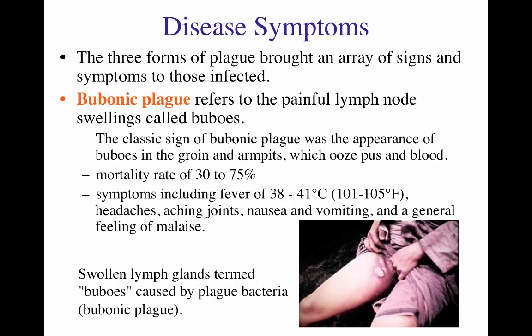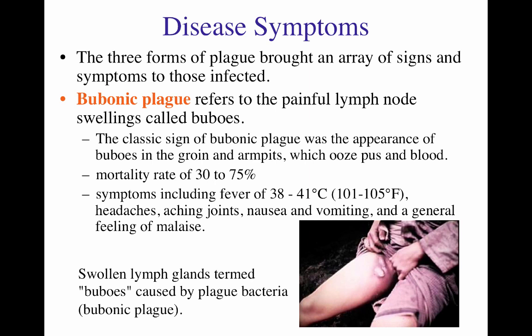Now, we believe that there are 3 forms of the plague that have different kinds of symptoms in the infected person. And the first one is going to be the bubonic plague. It is called bubonic plague because it refers to the appearance of these very painful lymph node swellings called the buboes. This is the classical sign of the bubonic plague, and the buboes appear in the area of the groin, the armpits, and the neck. And once infected, those buboes are going to ooze pus and blood.